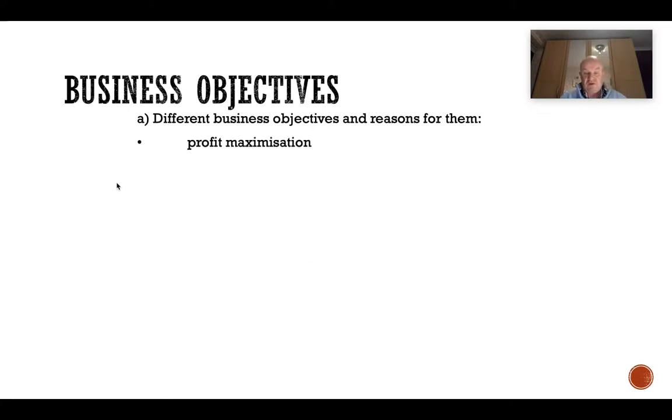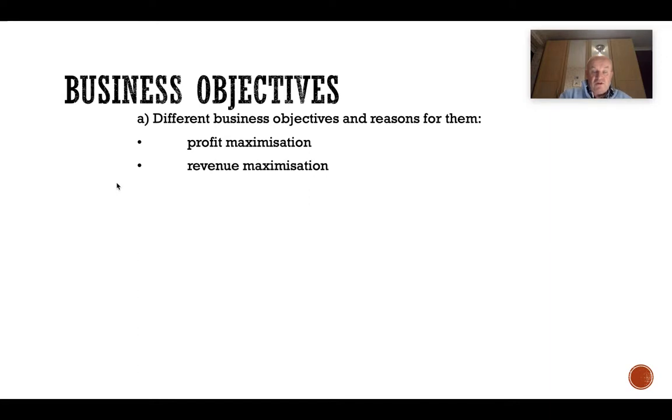So, profit maximisation is probably the most popular one, and that's essentially, as it says, attempting to profit maximise. So, you're trying to produce at the lowest possible cost and sell at the highest possible figure that the market will allow you to sell at. And obviously, if you can have the biggest gap between your costs and your revenue, that's going to provide the profit maximisation point.